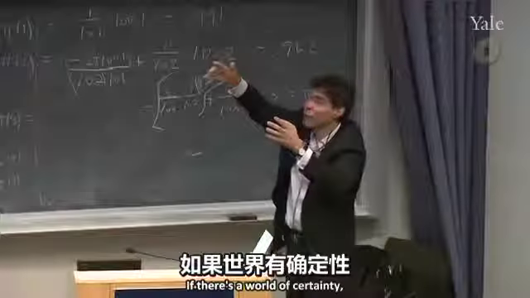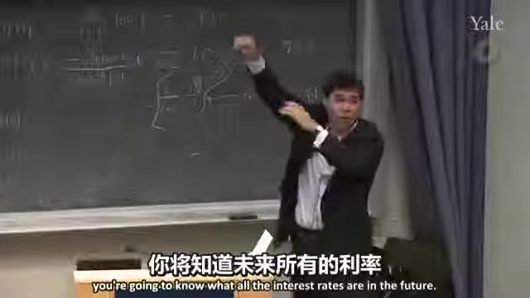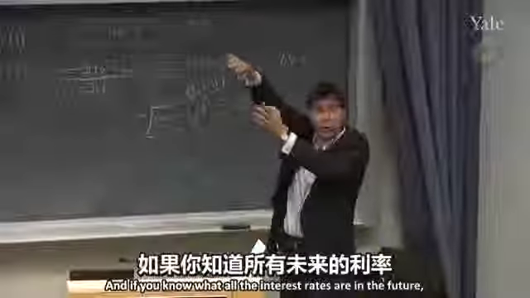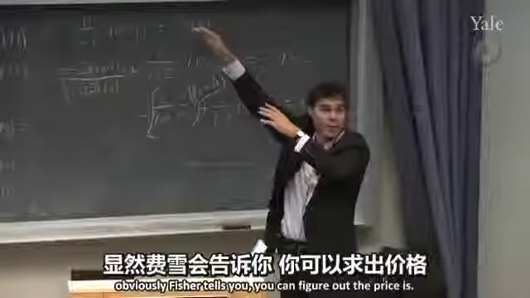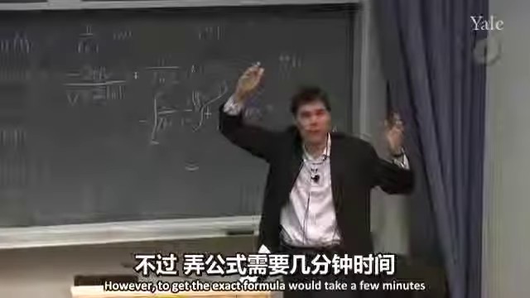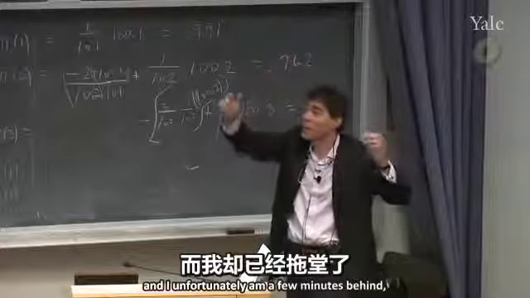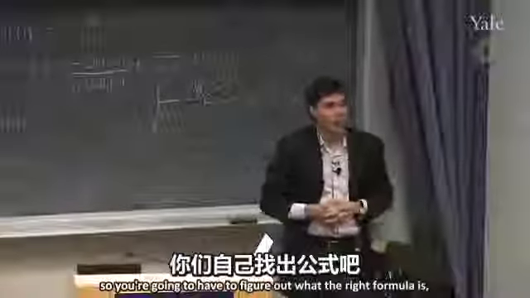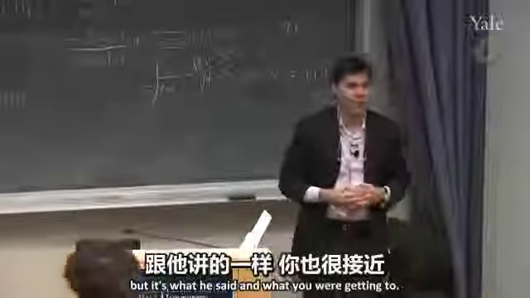If there's a world of certainty, you're going to know what all the interest rates are in the future. And if you know what all the interest rates are in the future, obviously Fisher tells you can figure out what the price is. However, to get the exact formula would take a few minutes, and I unfortunately am a few minutes behind, so you're going to have to figure out what the right formula is. But it's what he said and what you were getting to.